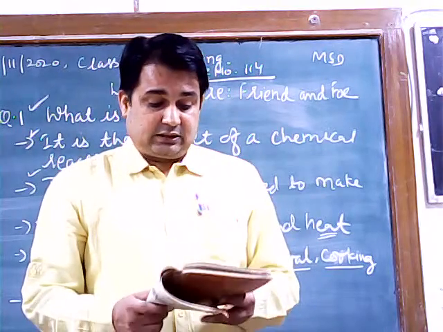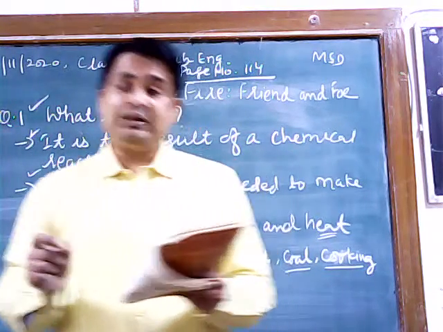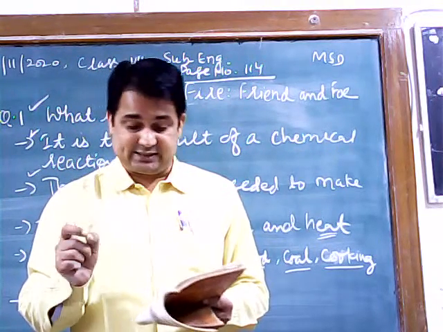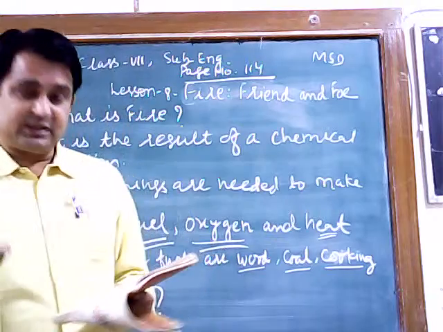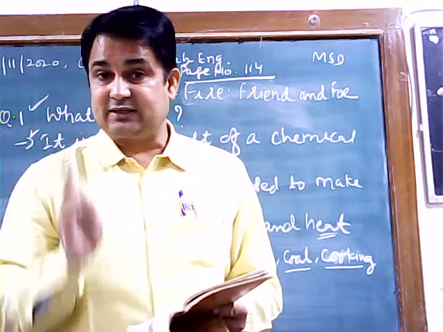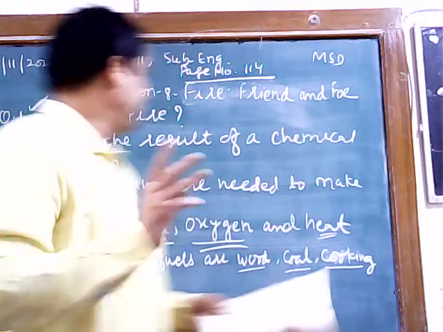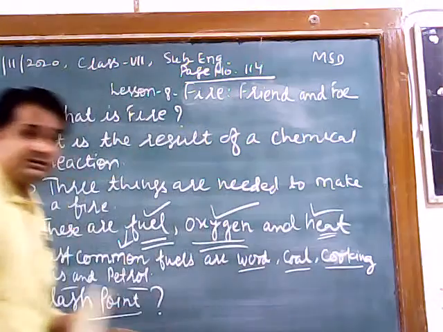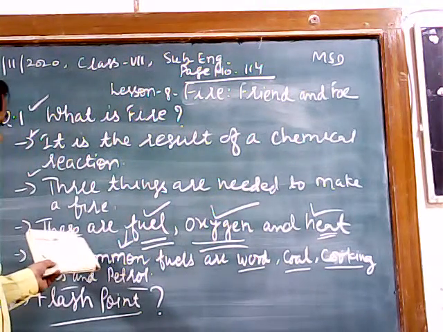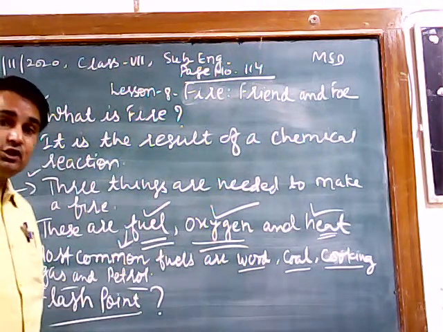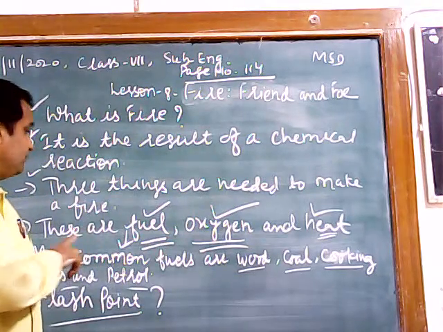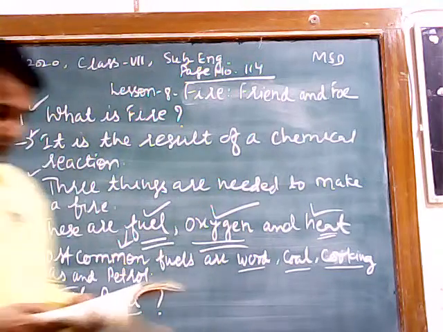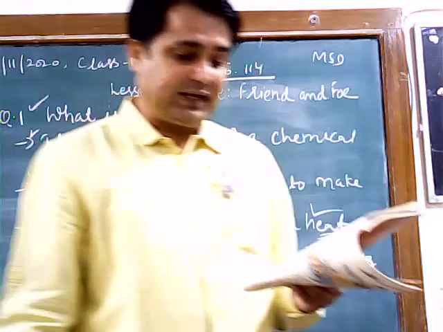Three things are needed to make fire. What are these things? These are fuel, oxygen, and heat. This we have already discussed. What are the three things that are required to make fire? Fuel is required, oxygen is required, and heat is required. Will you remember this? Is it clear to you? So three things are needed to make fire: fuel, oxygen, and heat.